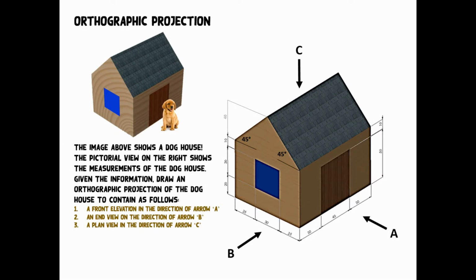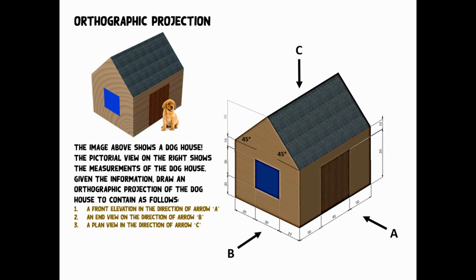Okay, so orthographic projection. Now, this is an introduction into how we actually organize the different views of an object into an orthographic system. Okay? Now, as we discussed previously, we organize our views according to first angle projection. And I am going to go through an example of that today with this doghouse.